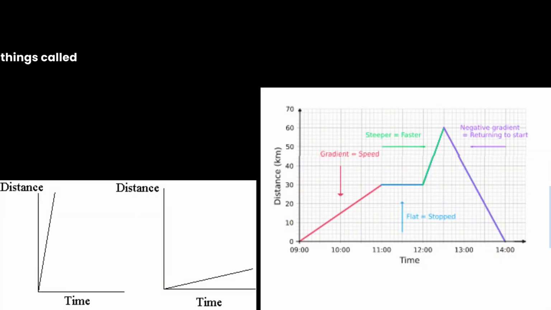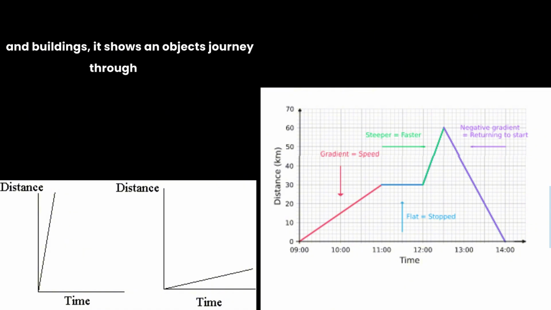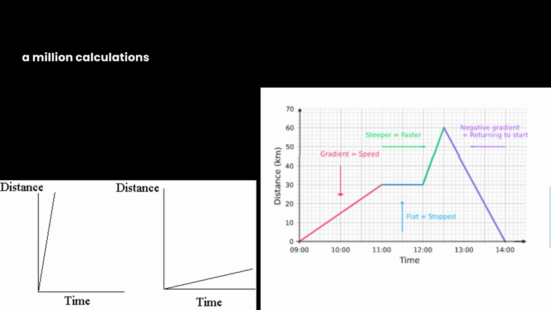Exactly. So let's start by visualizing movement. Imagine a GPS tracker, but for any object. That's where distance-time graphs come in. They're super useful. Picture plotting your own trip to school on a graph. That's essentially what a distance-time graph is doing. It's like a map, but instead of showing streets and buildings, it shows an object's journey through time. And these graphs unlock some pretty cool secrets about an object's speed, and you don't even have to do a million calculations to figure it out.